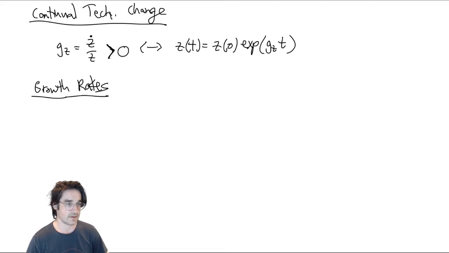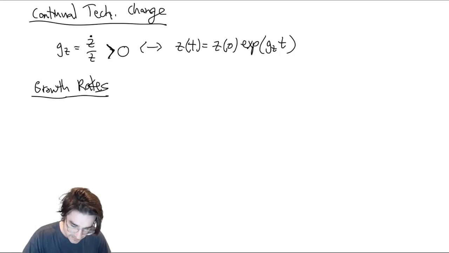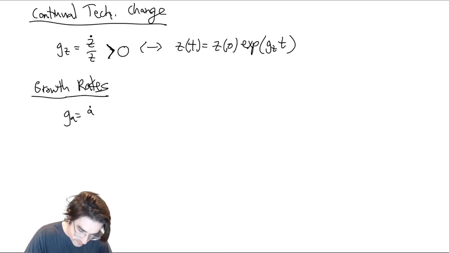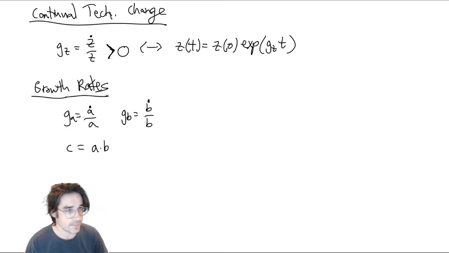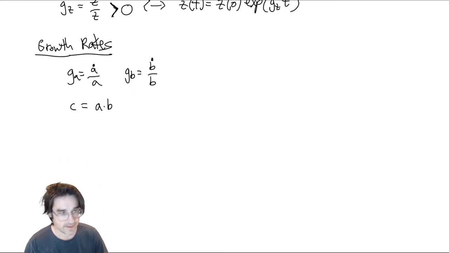So the product rule in derivatives is how do you get the derivative of a times b, for instance. Now I say how do you get the growth rate of a times b if you know the growth rate of a and the growth rate of b. Okay, it turns out it's just the sum. But think about it like this, I'll use A, B, and C as my variables. Let's say we have g_A equals A dot over A, and g_B equals B dot over B, and C is A times B. Okay. And we want to find the growth rate of C.